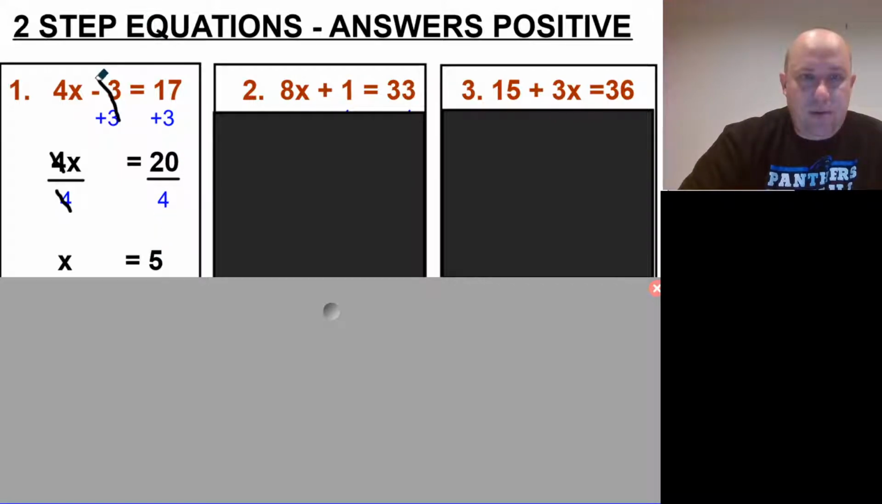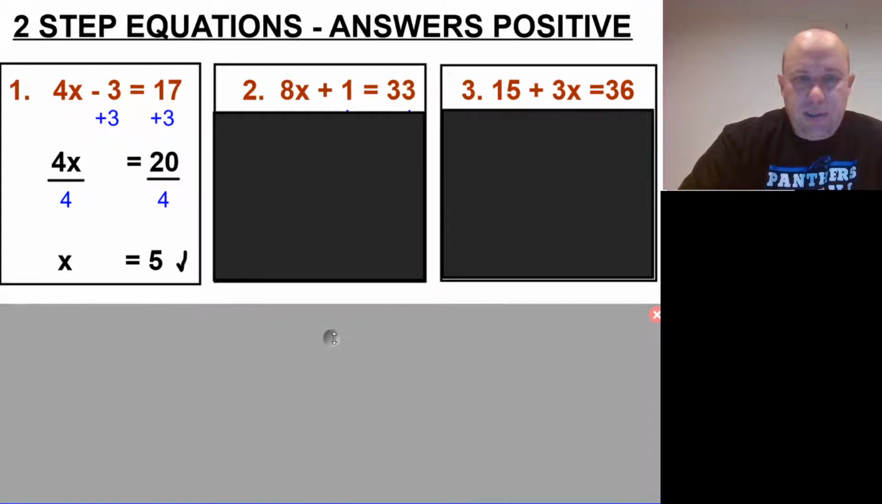Now, as we're going back through the question, just make sure, if you have time, that you plug this number back into this equation to see if you have the right answer. So 4 times 5 is 20, take away 3 is 17, and it's one of the few units where you can actually check your own answer ahead of time so you'll know if you're correct.